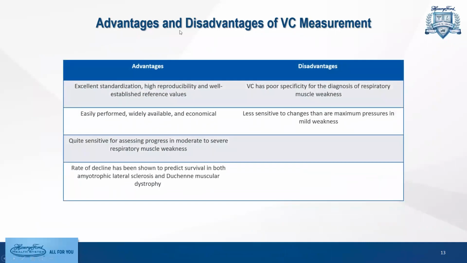So, advantages of measurements of vital capacity: excellent standardization, high reproducibility, established reference values for ages and sexes, easily performed, widely available, it's everywhere, and sensitive for assessing the progress in moderate to severe muscle weakness. Rate of decline has been shown to predict survival in ALS and Duchenne muscular dystrophy. Disadvantages: it has poor specificity for the diagnosis of respiratory muscle weakness, and can be less sensitive than maximum pressures in mild weakness.